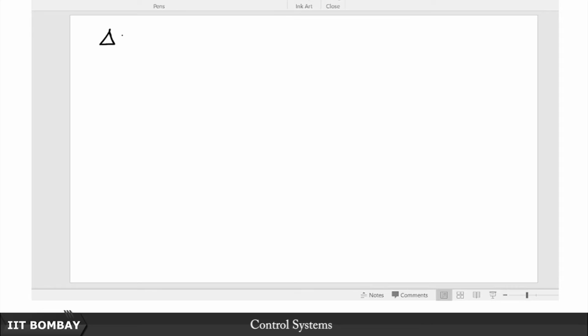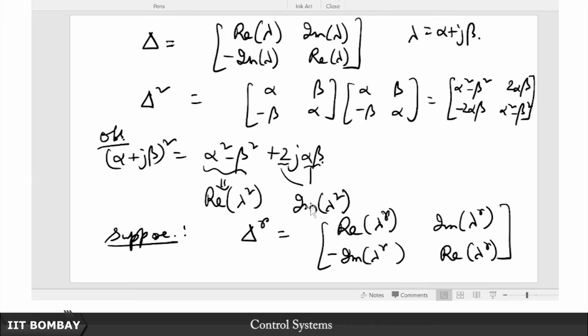Then what is lambda to the power r plus 1? Lambda to the power r plus 1 turns out to be nothing but, again I put alpha, beta, minus beta, alpha, and then this real part I call R to the power r, this is I to the power r, this is minus I to the power r. This is just a symbol I am using, a shorthand symbol for this.